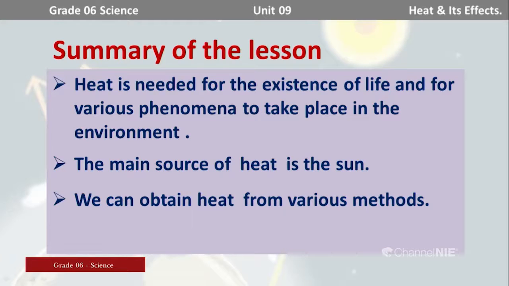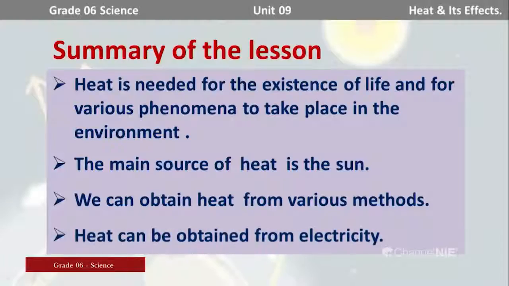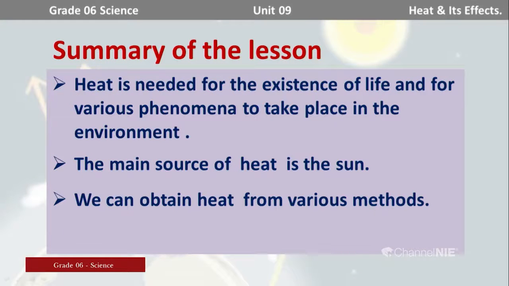We can obtain heat from various methods. I think you can remember we discussed different methods of obtaining heat: by combusting fossil fuels, by solar power, by rubbing two substances together, and finally by electricity. Right, those are the methods of obtaining heat. Heat can be obtained from electricity. So, we did an activity, I think you all can remember it. Now, those are the things we discussed during the lesson. I am sure that you could learn many things through the lesson.